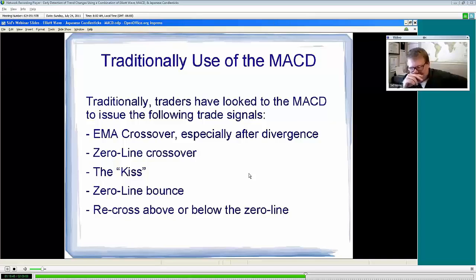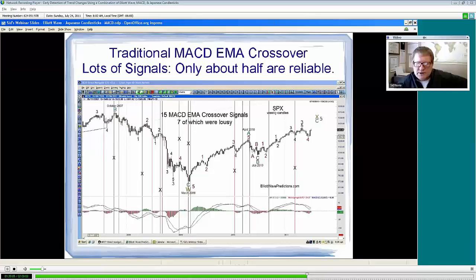So traditionally, if traders are going to use the MACD for trade signals, they use it in the following ways. One is an EMA crossover, especially after divergence, zero line crossover, the kiss, zero line bounce, and a recross above or below the zero line. So let's look at those different ones and see how good those signals are.